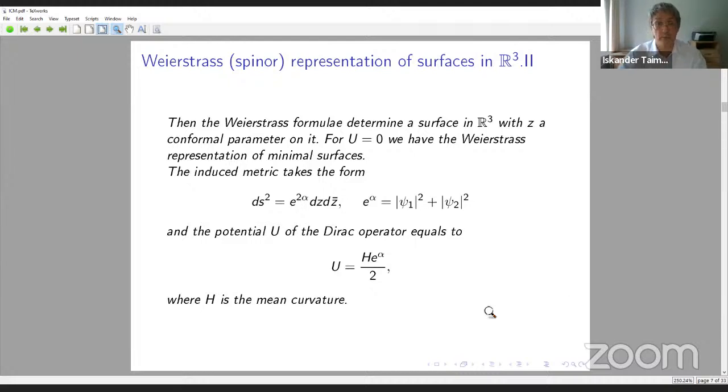The induced metric takes the form ds squared equals some conformal factor times dz dz bar. That means that z is a conformal parameter. The square root of this conformal factor is just the sum of the squared moduli of the entries psi1, psi2. And the potential U of the Dirac operator equals H, the mean curvature, times the square root of the conformal factor, divided by 2. So when H vanishes, we have a zero potential, and we do have a minimal surface. And this is just the generalization of the Weierstrass formula for this case.